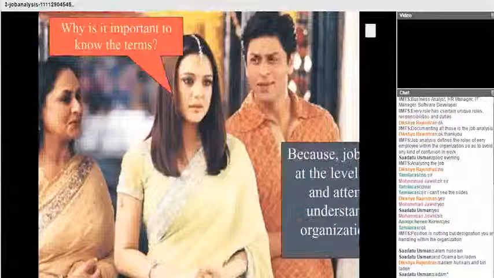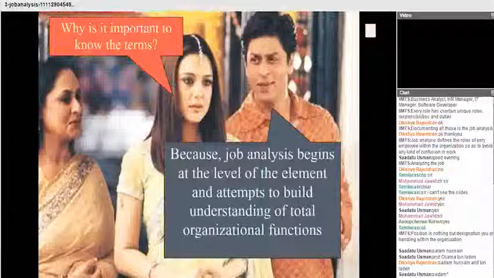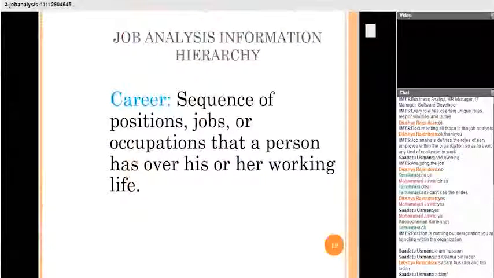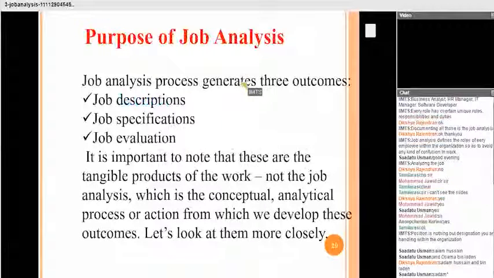Then why is it important to know the terms? Because job analysis begins at the level of the element and attempts to build understanding of total organization functions. So if you want to understand job analysis, you want to know each and every element associated with the organization, the role of each element, how things work in the organization. Then the job analysis information hierarchy: career, the sequence of positions, jobs or occupations that a person has over his or her working life.